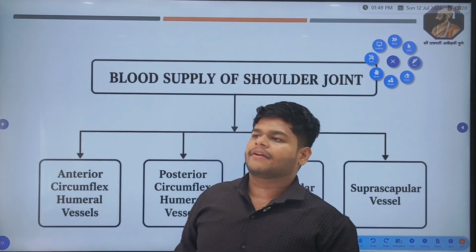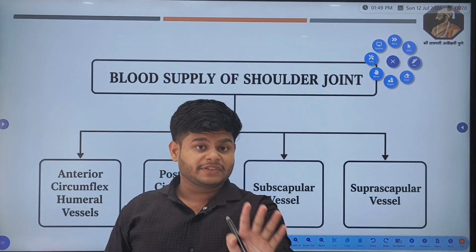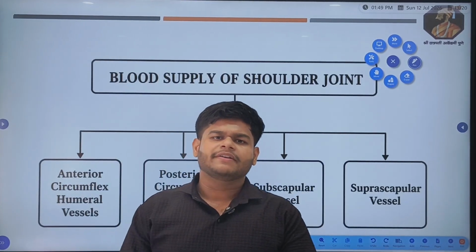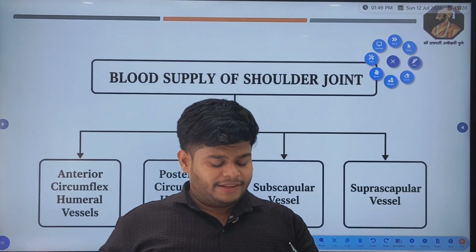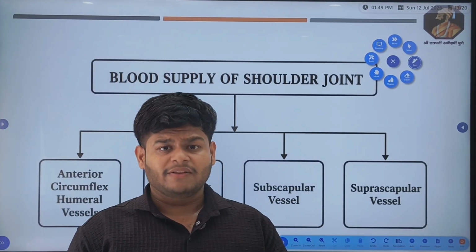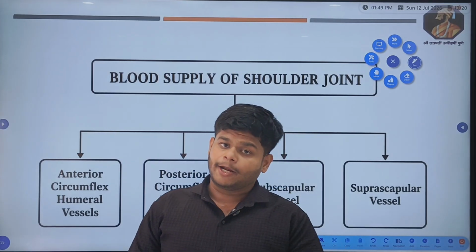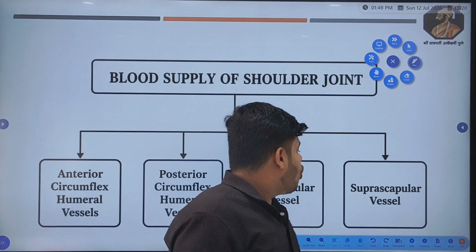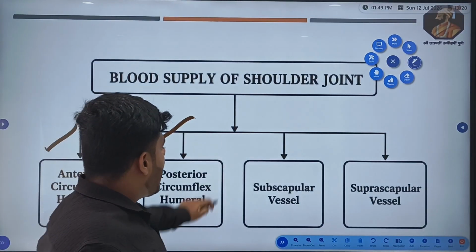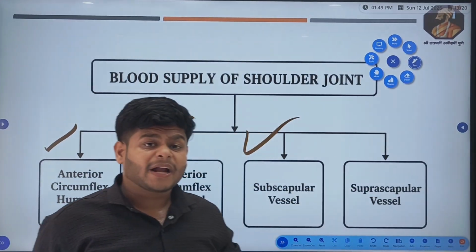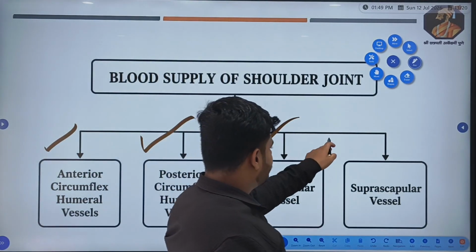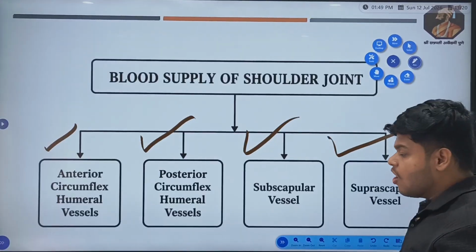So this axillary artery gives six major branches. There are three parts of this axillary artery. We will learn it further when we see the detail about the axillary artery. It gives one branch from the first part, two from the second part, and three from the third part. So anterior circumflex, posterior circumflex, and subscapular are the branches of the third part of the axillary artery. And the suprascapular is also a branch of that artery.